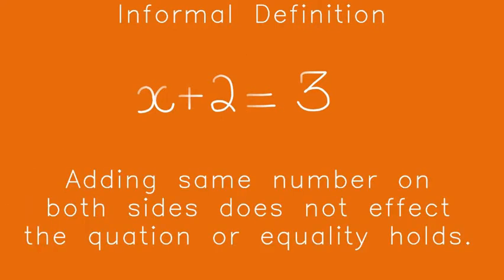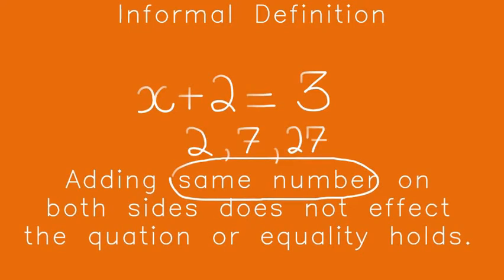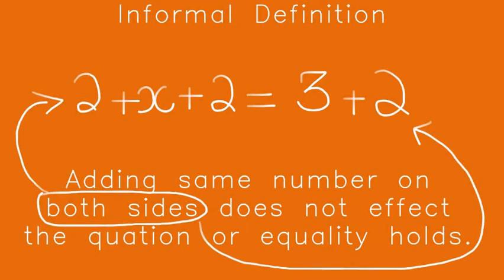How do you actually add? The way we're going to be dealing with this is that you can add any number, as long as it's the same number. For example, 2, 7, and 27. These are three individual numbers, but you have to add it on both sides, so that way we can have the equation balanced. We can say that the equation is still balanced.